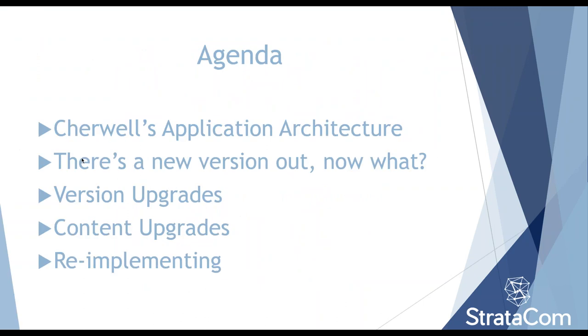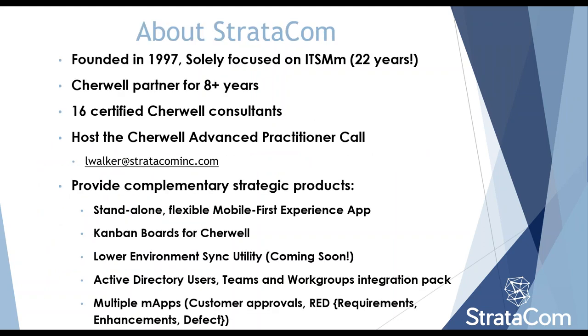I'm going to go over Cherwell's application architecture, just a brief overview of their architecture and all the different pieces of it. There's a new version out. What do we do? I'll go over some of the main features of the 9.7. And then we'll talk a little bit about version upgrades, content upgrades, and also re-implementing and what that is.